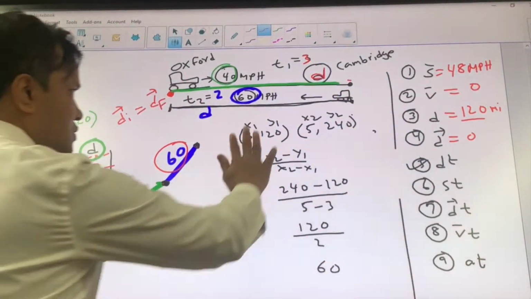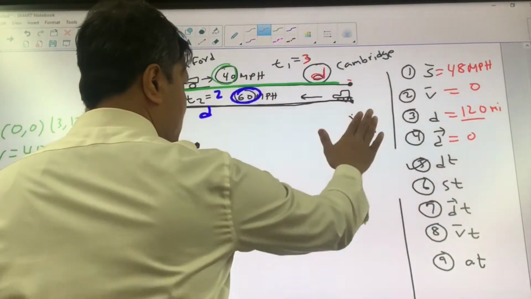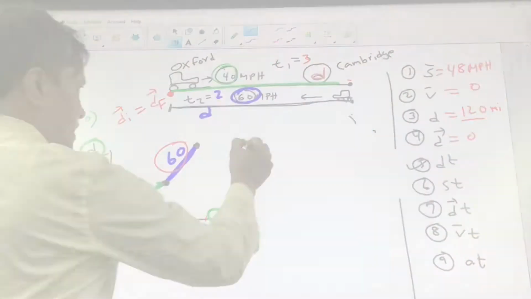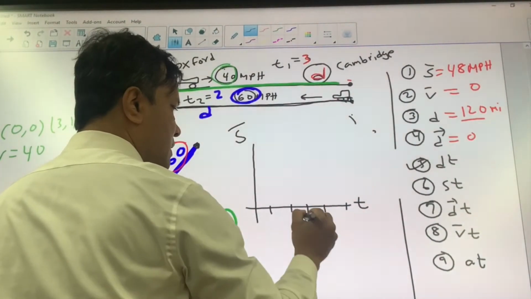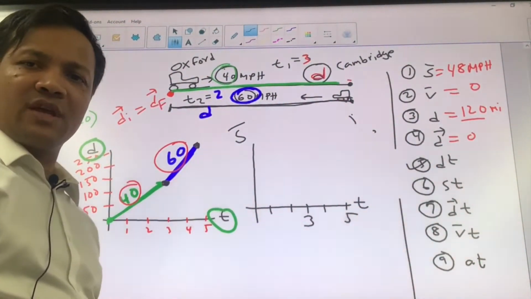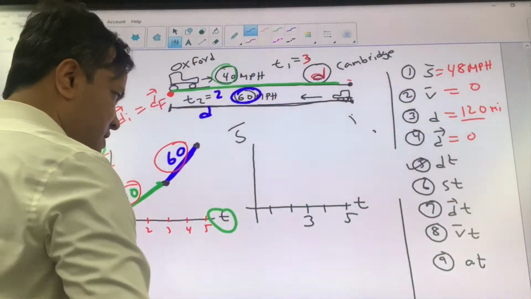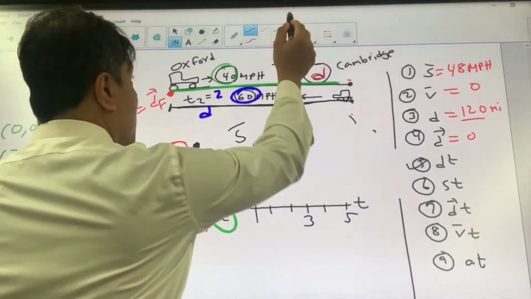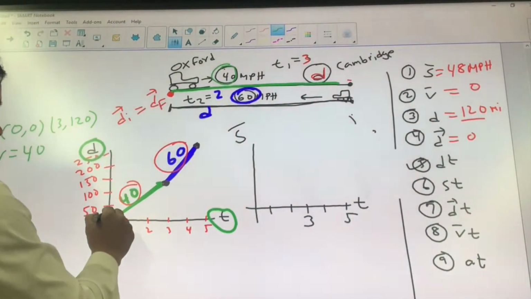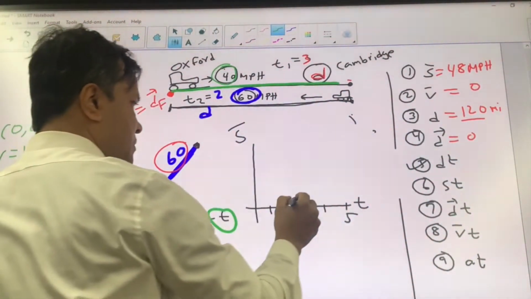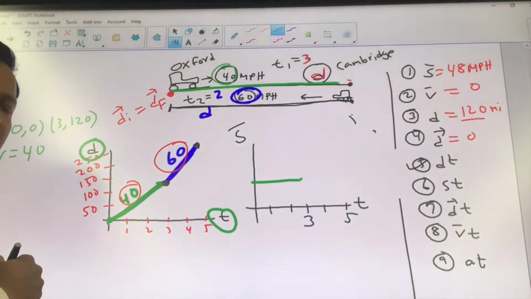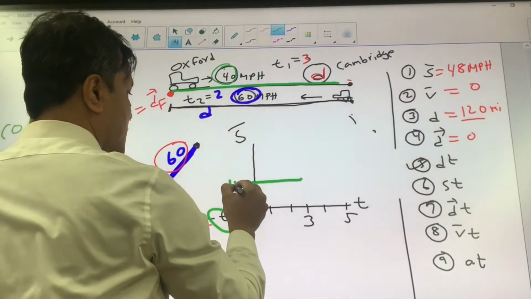All right, now we're going to do the speed versus time graph from right here. 1, 2, 3, 4, 5. This is 3 and this is 5. 3 is important because at 3 you turn back and return to Oxford. So I'm going to take the slope of the green. When it is a diagonal line, it becomes a horizontal line. So this is 40.